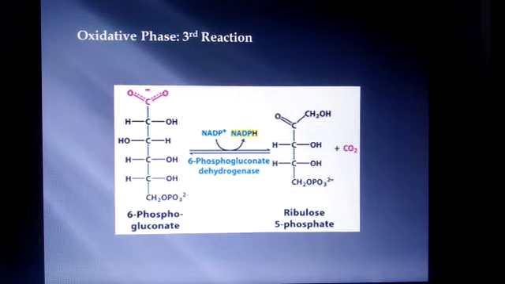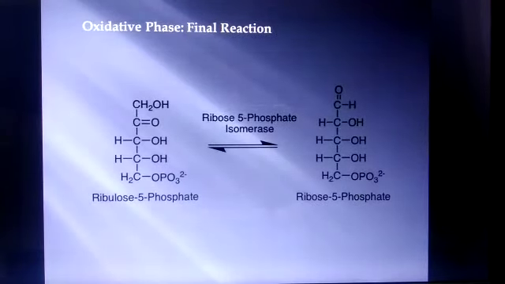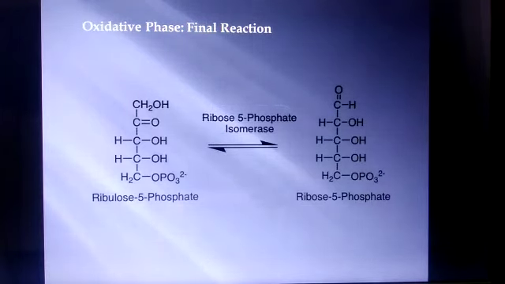Now the final step in the oxidative branch of reactions is the synthesis of ribose 5-phosphate by the isomerization of ribulose 5-phosphate, and the responsible enzyme is phosphopentose isomerase, previously known as ribose 5-phosphate isomerase. This is an isomerization reaction.